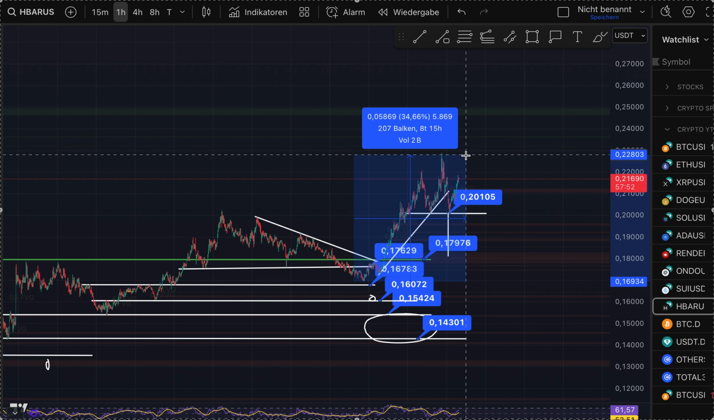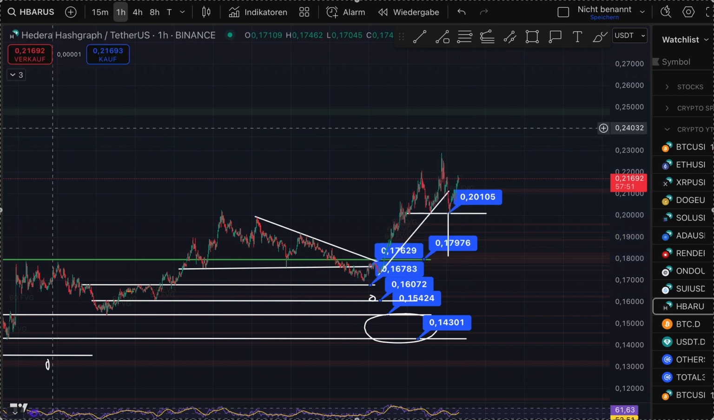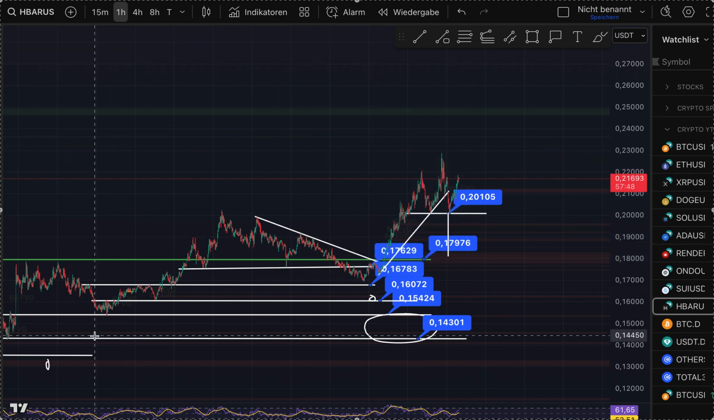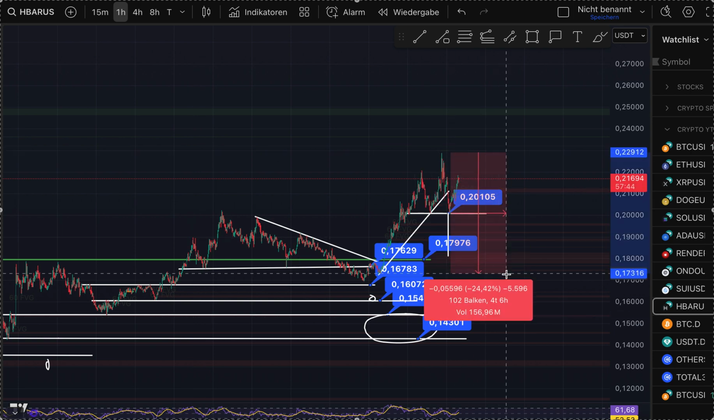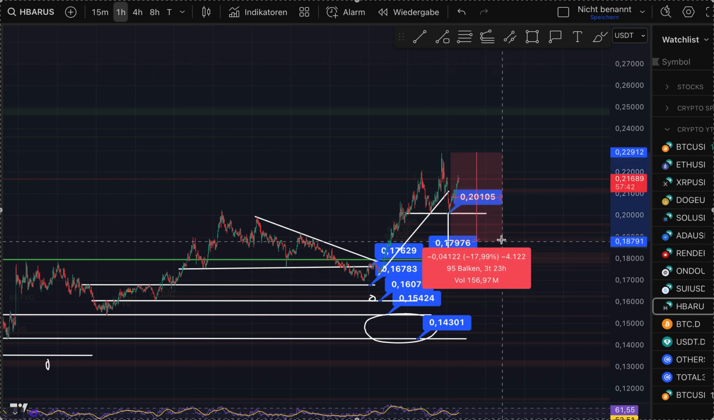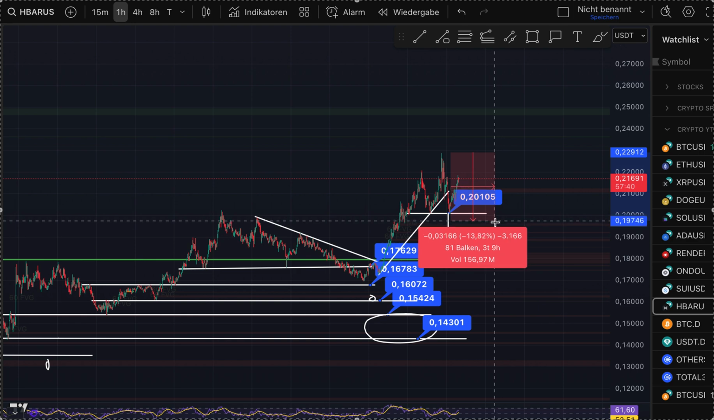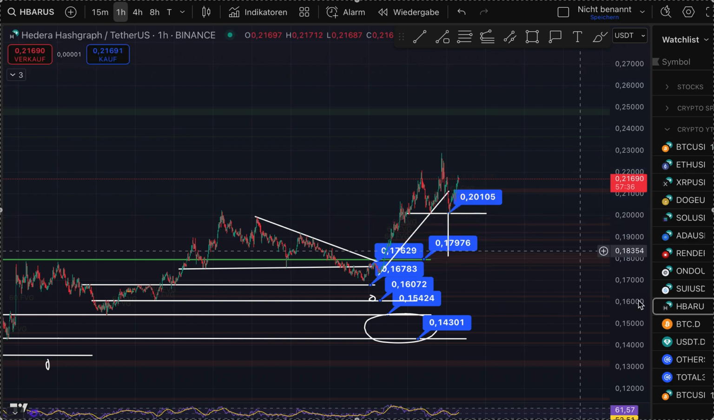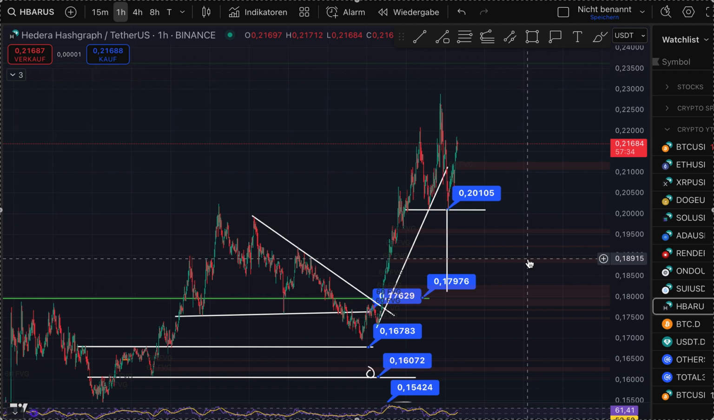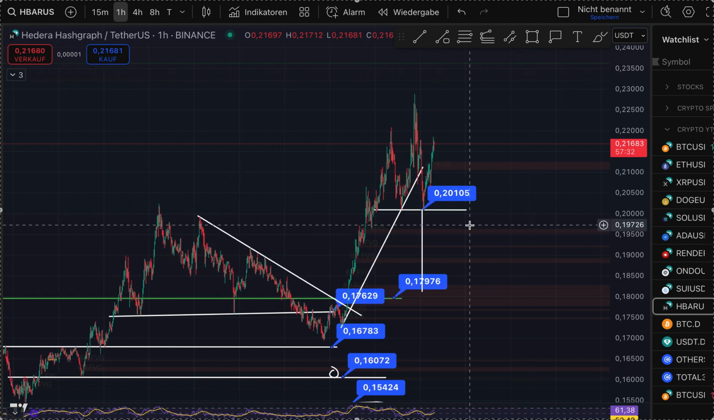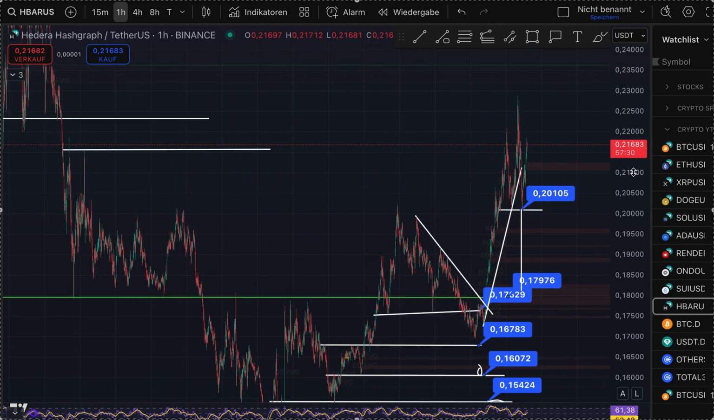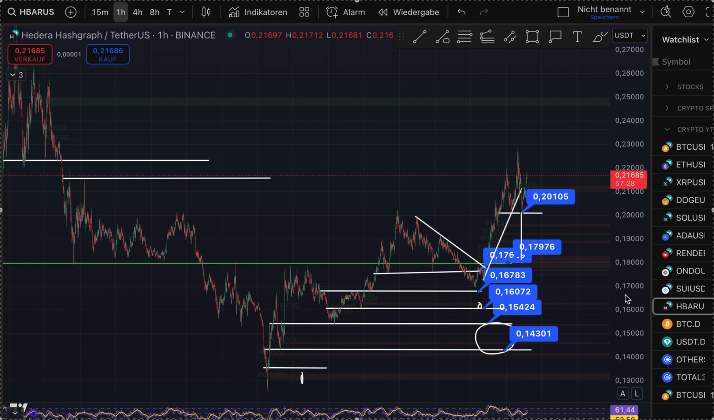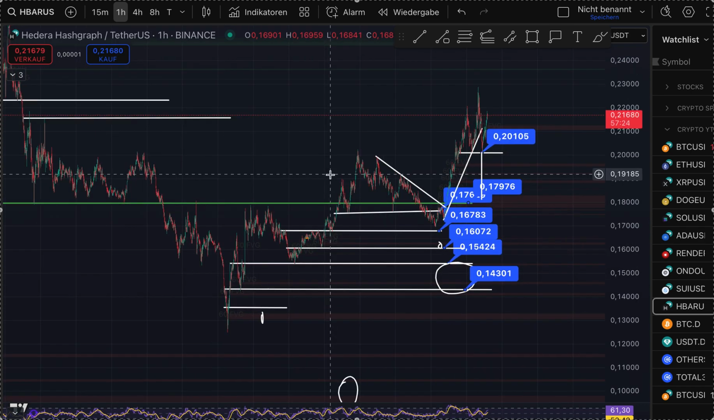And the push now is 35%. And if we just take a 15% correction, which we had in the two cases before, from up here, then we can say here, the area of 19 cents is going to get interesting. But the correction of 15% doesn't have to happen. We can also get a 20%, 25% correction especially for the altcoins.